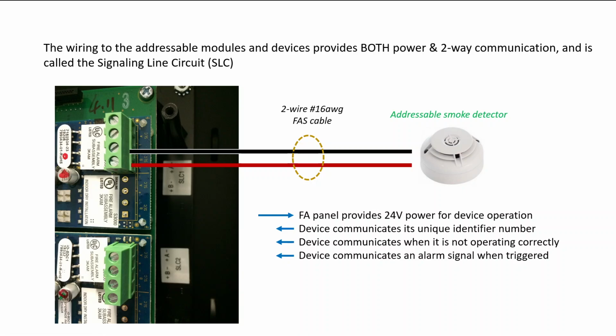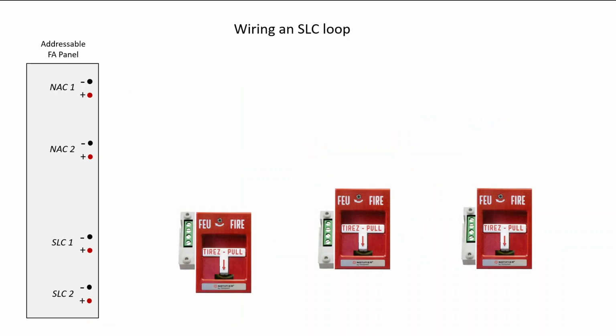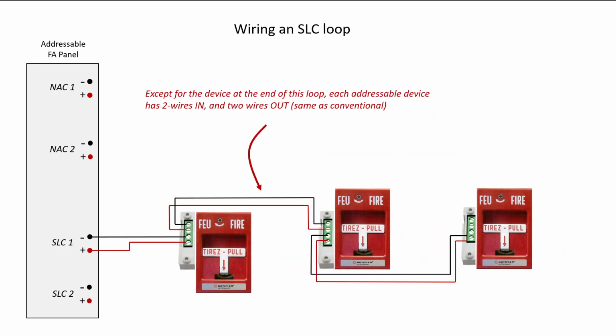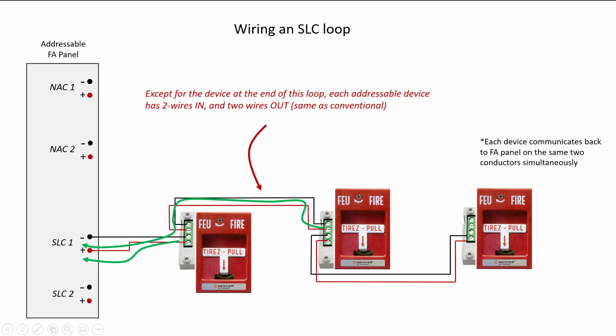Now, if we take a look at the wiring of an SLC loop, we'll notice that really it differs very little from that of a conventional Class B. The main difference we'll see is that there is no end-of-line resistor. The last device simply ends, so that's fairly straightforward. So each device then communicates back to the fire alarm panel on the same two conductors simultaneously. The green line shown on the left-hand side is communication, so first device communicates, second device, and third device, all over the same two conductors simultaneously.